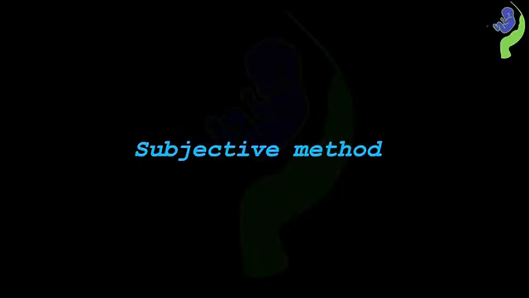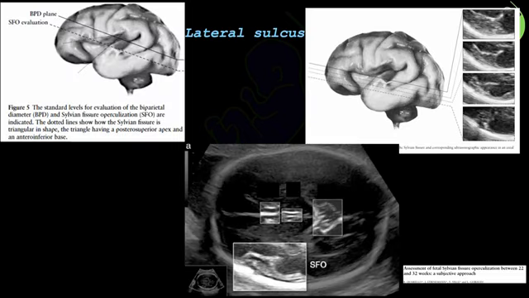Let us first see the subjective method of assessment. Now let us look at the lateral sulcus, also known as Sylvian fissure, which is one of the earliest and most important sulci. Look at the image in the left upper corner. Here we can see that the lateral sulcus typically appears in a triangular shape with postero-superior apex and antero-inferior base, as illustrated by dotted lines.